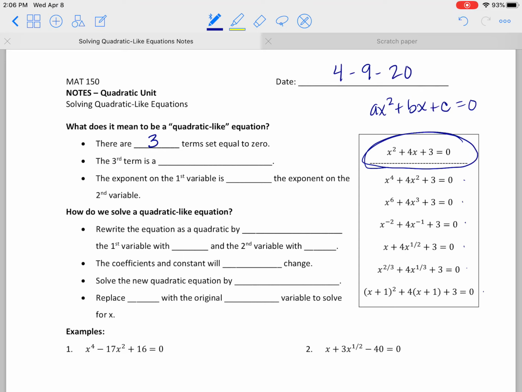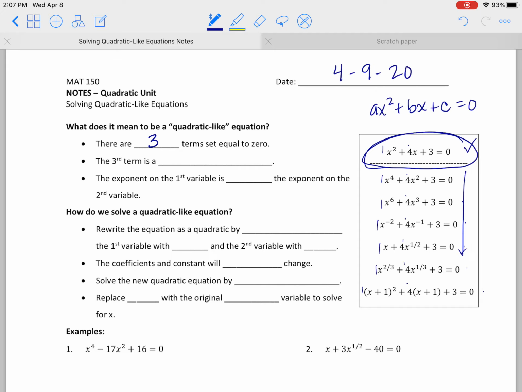And for the quadratic-like or quadratic type that we're trying to solve, we want that same kind of feel. We want three terms, we want them to be set equal to 0. And then all of these below are examples of these quadratic-like equations. All of the ones below here can be solved in exactly the same way as this one quadratic that it resembles. Now, when I say it resembles, what am I talking about? Well, just like the first one, we've got three terms set equal to 0.